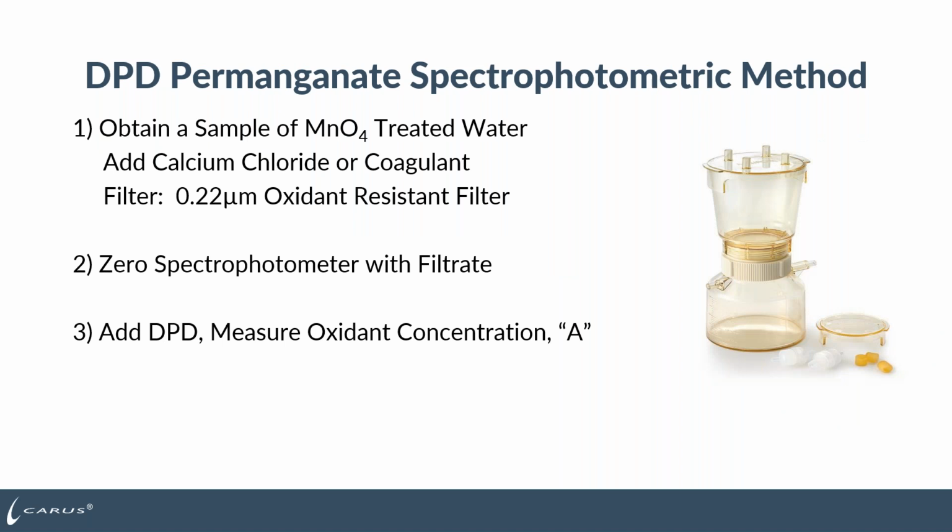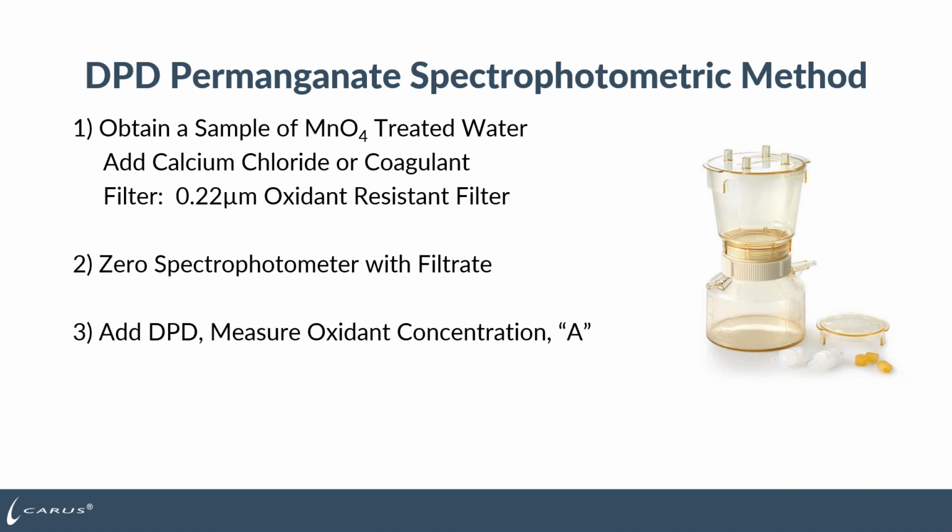One of the reasons we have to filter our sample is when you add permanganate, we form manganese dioxide, which is a solid. Because this is a spectrophotometric method, solids will disperse the light and you'll get a false positive high reading because of those solids.